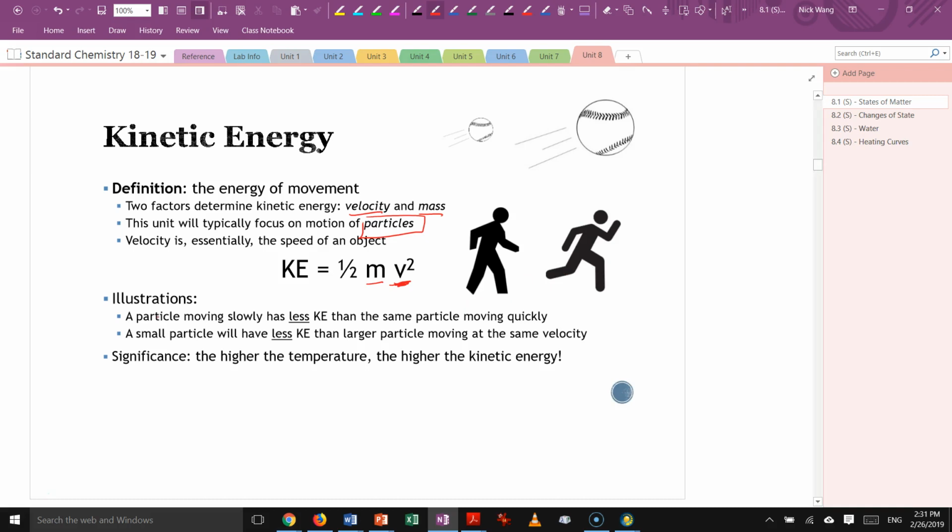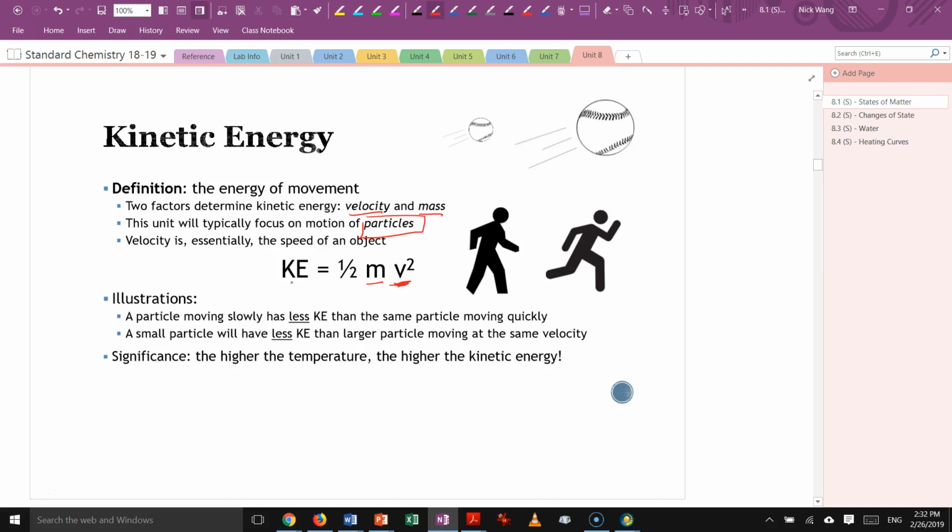A couple of text illustrations. A particle moving slowly has less kinetic energy than the same particle moving quickly. If I know that my mass is the same, a single particle, the mass isn't any bigger or smaller than the other because it's the same particle. The value of mass times velocity squared is going to be smaller for a slower moving particle than for a faster moving particle. On the other hand, a smaller particle will have less kinetic energy than a larger particle moving at the same velocity. So again, if two things have the same speed, where this term is more or less the same and the only thing that changes is the mass, the smaller the mass, the smaller the kinetic energy.